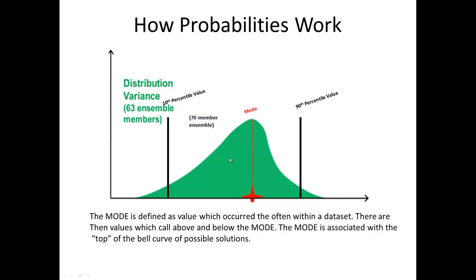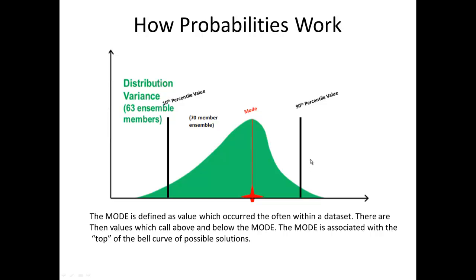Notice that there will be values that fall to the left of the mode, which may be lower wind speeds or lower values, and also values which fall to the right of the mode, which would be higher values, or in this case, higher wind speeds. On the extremities, you have the 10th percentile, meaning that once you get to the left or below the 10th percentile, only 10% of the solutions have winds of this intensity, where once you get to the 90th percentile, again, you have the upper 10th, where only 10% of the models run have wind speeds of this intensity.